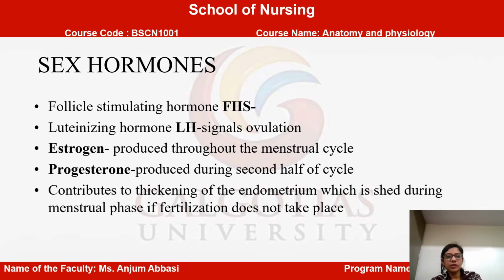Next is the sex hormones. We can say follicle stimulating hormone, that is FSH, and luteinizing hormone, that is LH. Estrogen produced throughout the menstrual cycle and progesterone produced during the second half of the cycle contribute to thickening of the endometrium, which is shed during the menstrual phase if fertilization does not take place. So as you know, during the menstrual cycle there is a bloody discharge, along with a shedding of the endometrium lining that forms the clot.